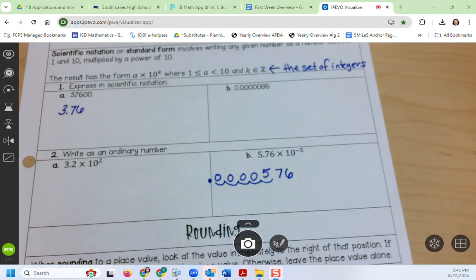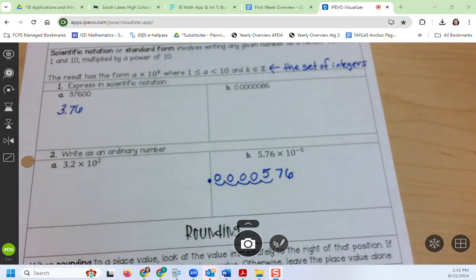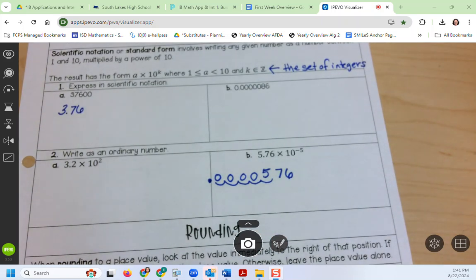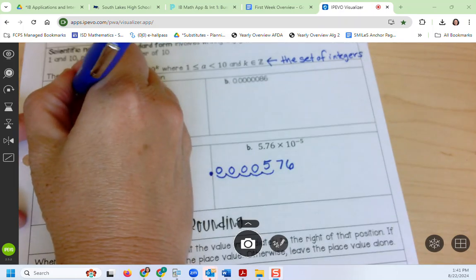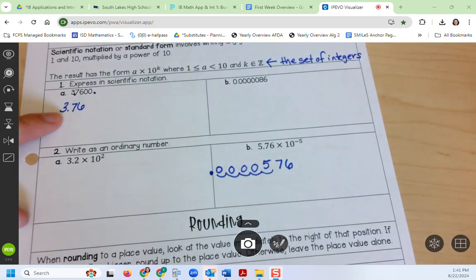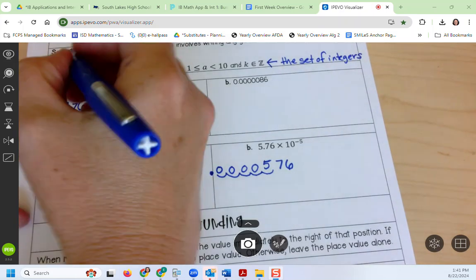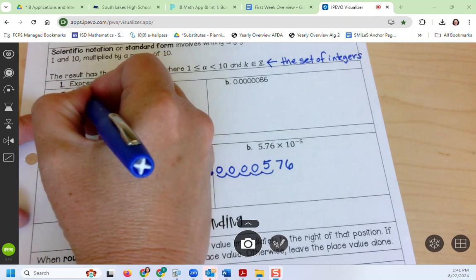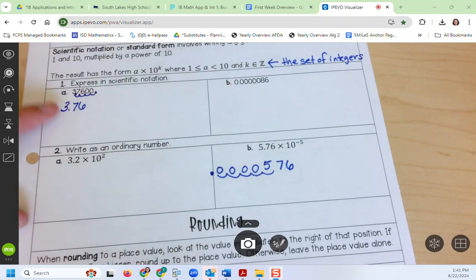A lot of people don't think that theoretically about it. They just think, find the first number that's not 0 and put the decimal after that. Okay? That works too. It's right. So here, 3.76 is what we're going for. Our decimal starts at the end of the number, so we have to figure out how many places we moved it. Did you guys get 4?